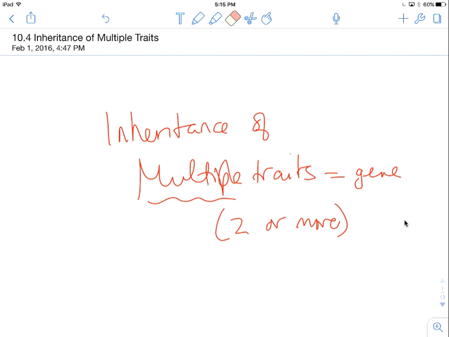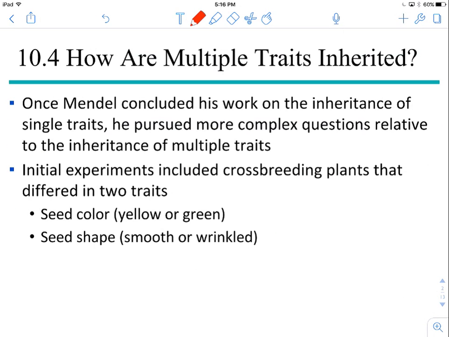Hello, everybody. Here we go with inheritance of multiple traits. Again, remember, trait equals gene. So studying single traits is fun, but not as fun as studying more than one trait.